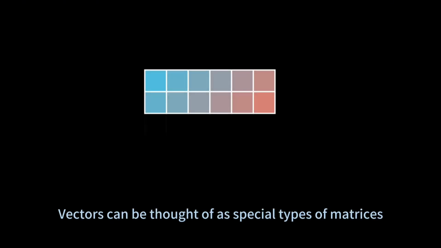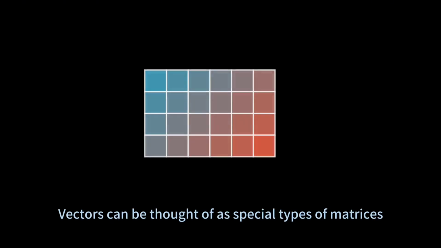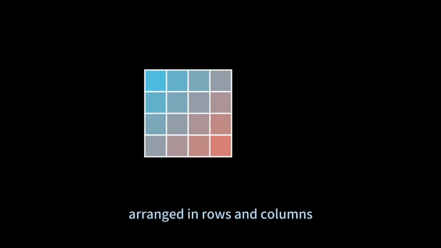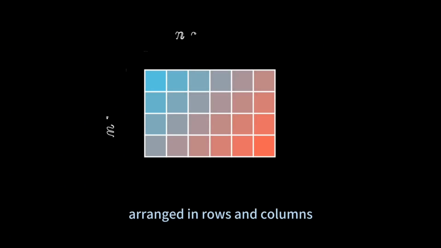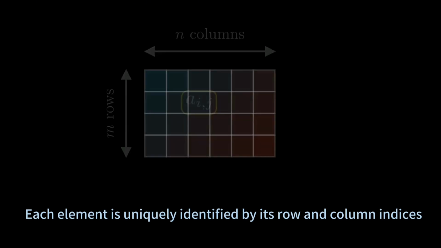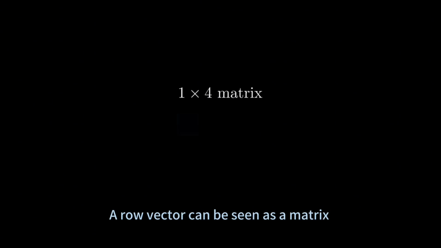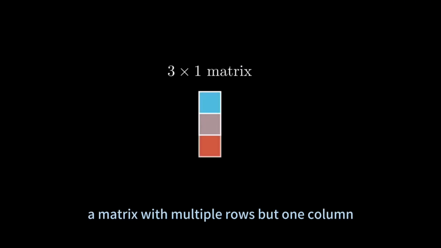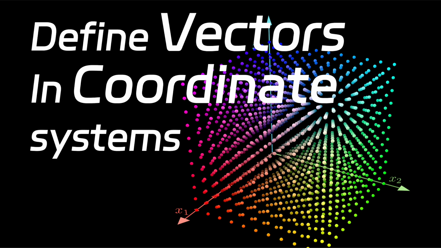Vectors can be thought of as special types of matrices. A matrix is just a rectangular array of numbers arranged in rows and columns. Each element is uniquely identified by its row and column indices. A row vector can be seen as a matrix with one row and multiple columns, and a column vector can be seen as a matrix with multiple rows but one column.